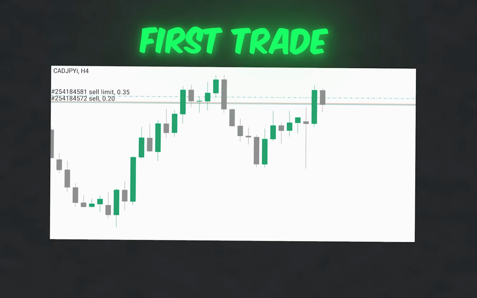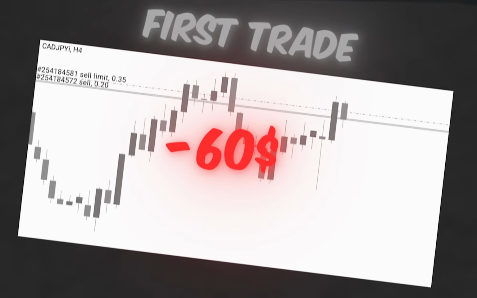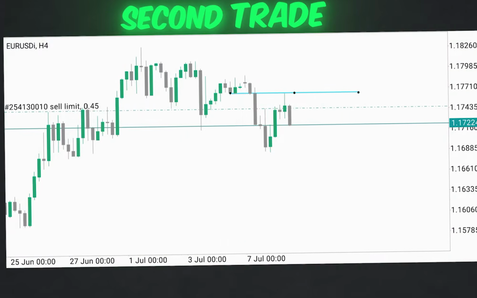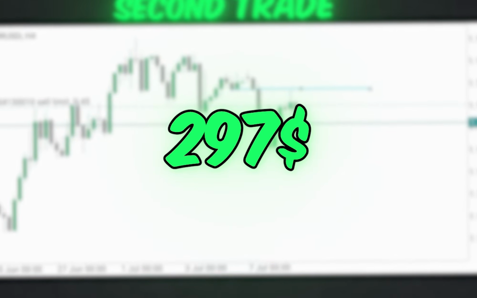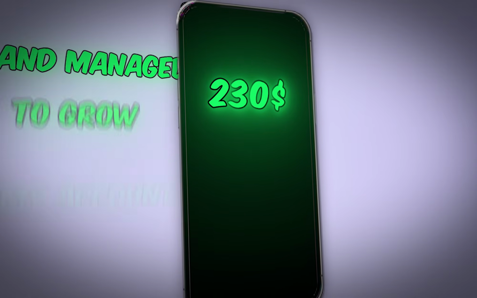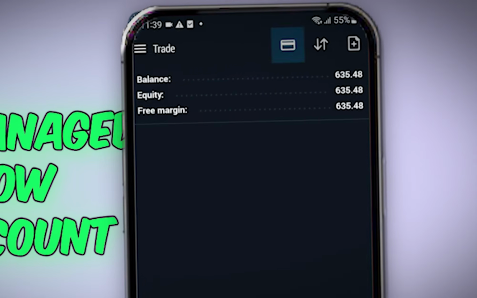This was the first trade I took in the morning, and I ended up with a $60 loss. And this was my second trade, and I got over $297. That was insane. It was perfect. I started with just $230 and managed to grow my account all the way up to this point.